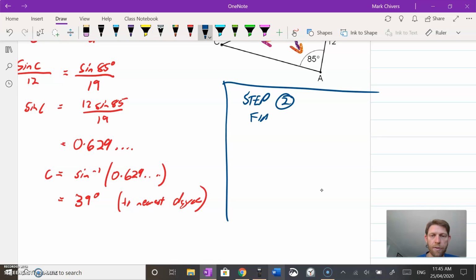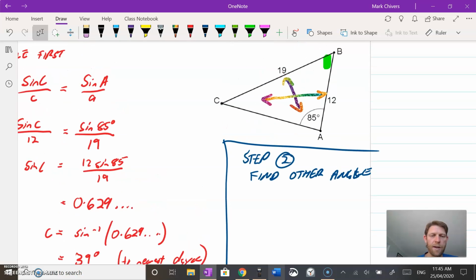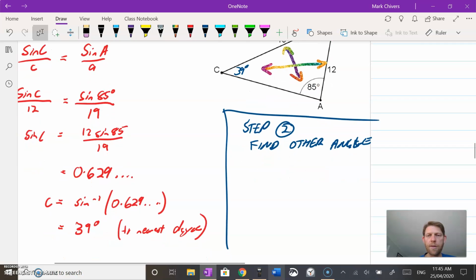I'm going to find the other angle. Why are we finding the other angle? Well, so far we know that this is going to be 39 degrees in here. We just worked that out. But the angle we actually need is this one up here, the one that I highlighted in green earlier. So, that's a rather simple process.